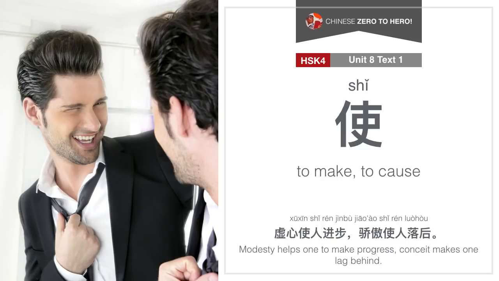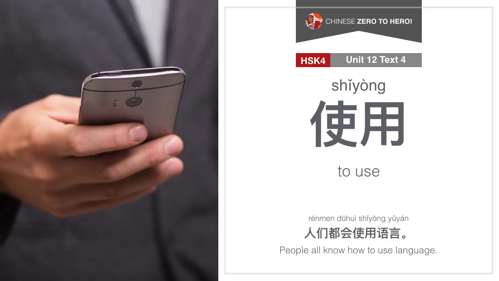And in HSK 4, we also learn how to use the word 使 by itself, meaning to make or to cause. 虚心使人进步，骄傲使人落后. Modesty helps one to make progress. Conceit makes one lag behind. And in HSK 4, we also learn the word 使用 meaning to use. 人们都会使用语言. People all know how to use language.